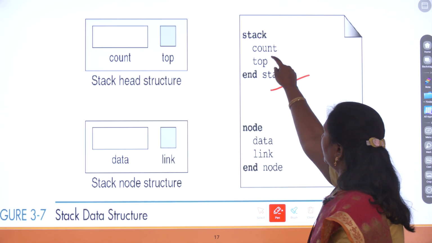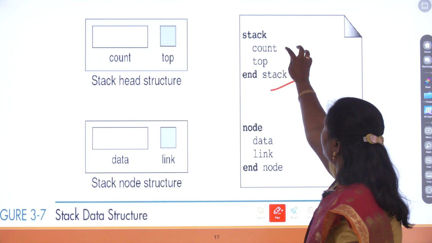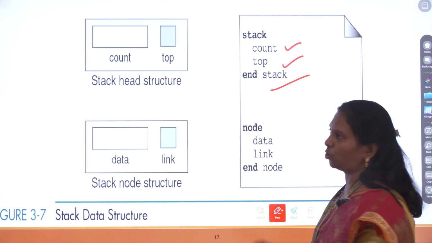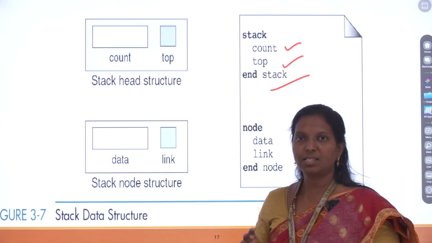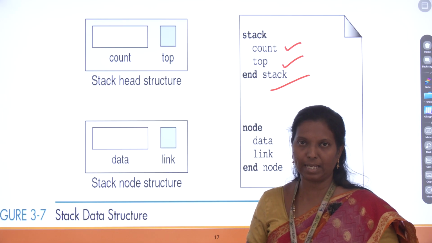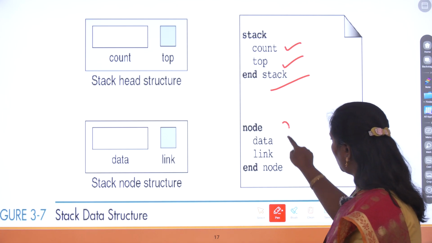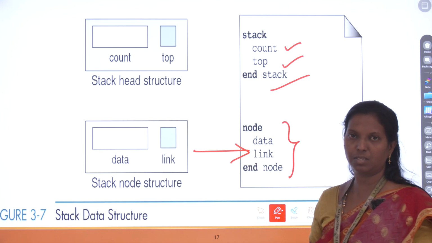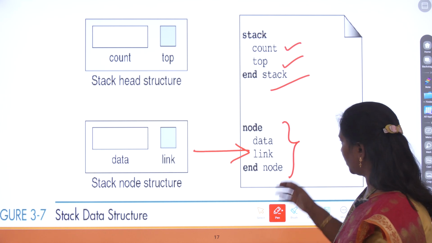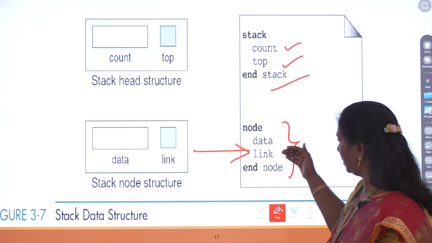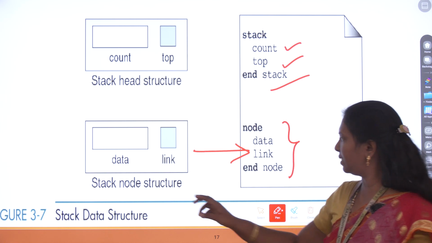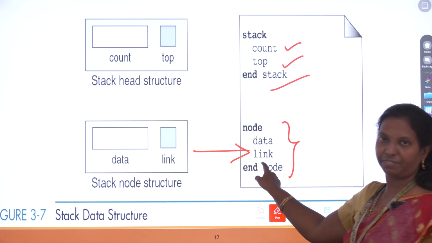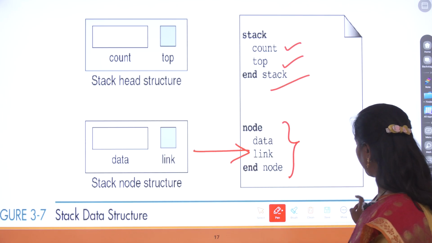For example, if I am starting the stack, it will have a count and it will use the top. This is the entire stack implementation, that is, pushing the element. Whereas in a node, whichever node we are processing, it will be processed like this. So in the programming structure, we should give node, data, link and then end node. So this data and link will be part of your programming structure.